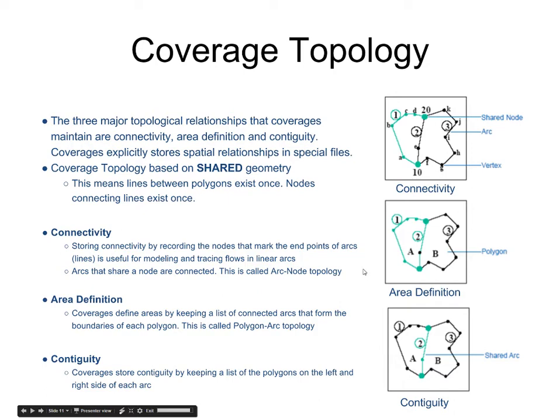So I'll let you read through this slide, but it essentially shows how this line, or arc, between polygons 2 and 3 here, this line is stored one time in the table. And it shows the connectivity here: lines connected by arcs connected by nodes, areas defined by closed sets of arcs, and contiguity defined by shared arcs between two polygon boundaries.